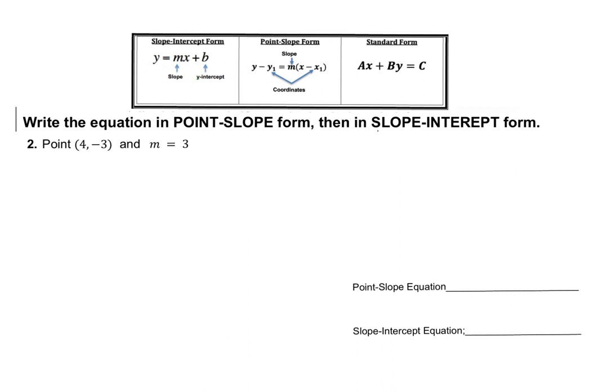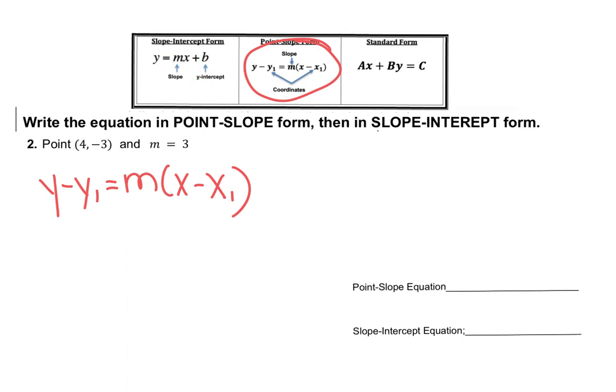All right, so we're going to try this again. So we're writing our equation in point-slope form, then in slope-intercept form. So our point-slope formula, and you do not have to memorize this formula, it's right here: y minus y1 equals m times x minus x1. And remember, we're using this formula when we're given a point and a slope, and we're not given the y-intercept. So we use this formula to find the y-intercept.